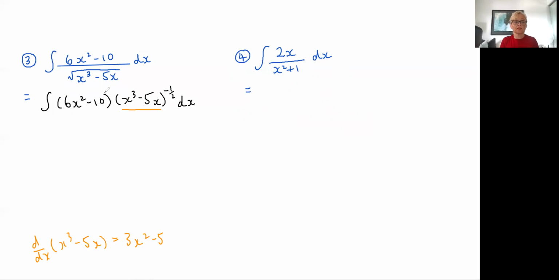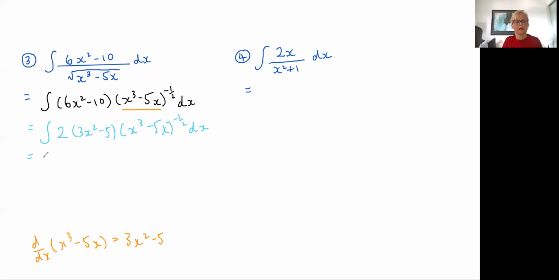Now, we've got 6x squared minus 10. That's exactly twice that. Let's rewrite this perhaps using a different colour. So this is the same thing as 2 times 3x squared minus 5 times our x cubed minus 5x to the -1/2. It's okay to have a product, a constant, times that derivative.